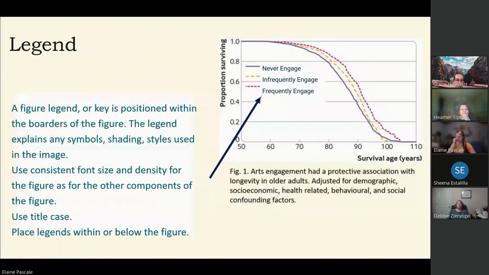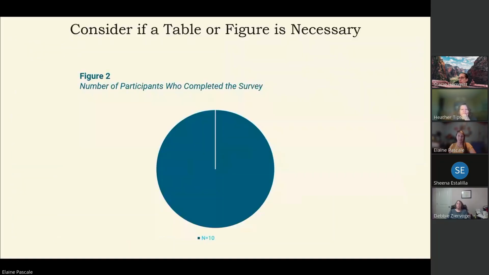Some figures will have a legend or a key, which can be either inside the figure like this, or to the side, or to the bottom, but just allowing the reader to understand what the colors and the shading mean. And be very careful again about colors and shading, that they make sense, that they're not too close to each other where you can't tell which line is which because the colors are so similar.